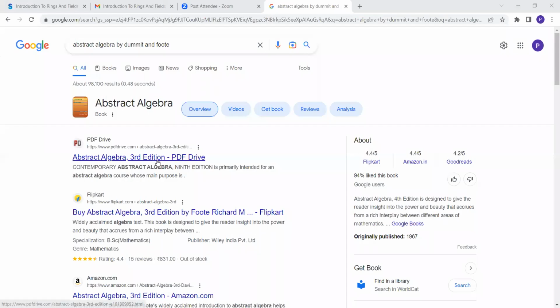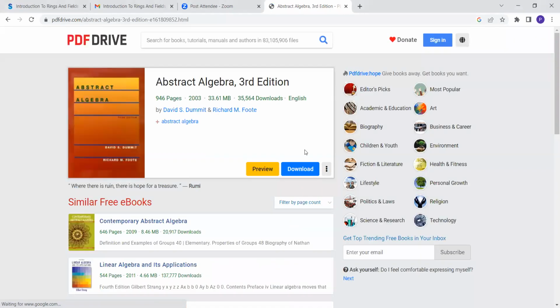Where I will do this, screen share. Yeah, abstract algebra. Can you see this? Abstract Algebra, third edition, Dummit and Foote book. This is the book.